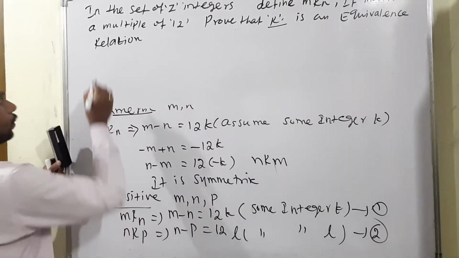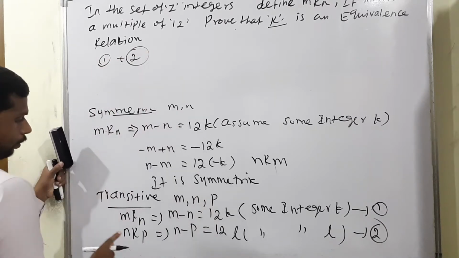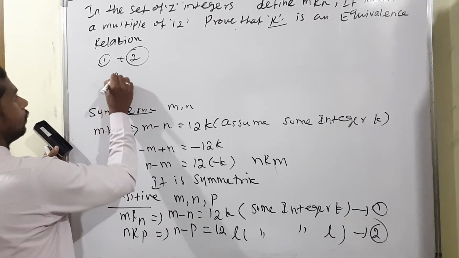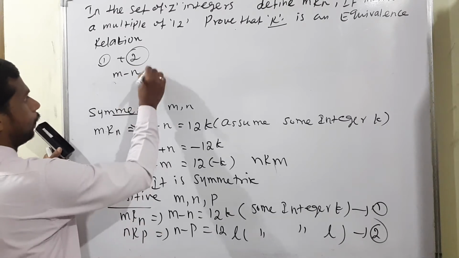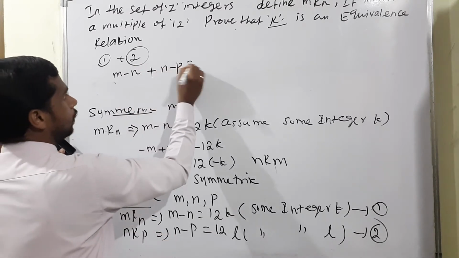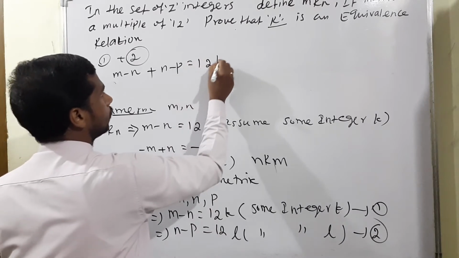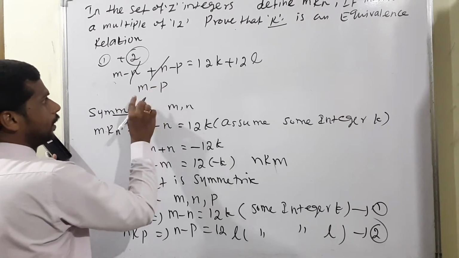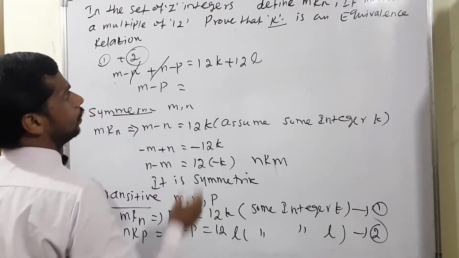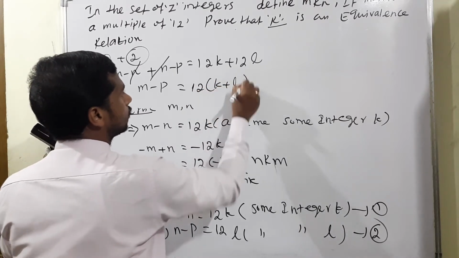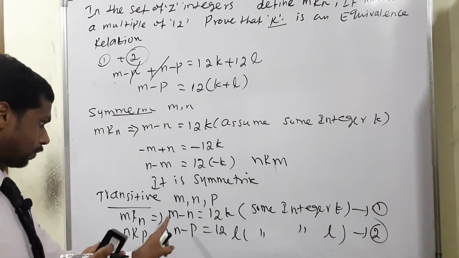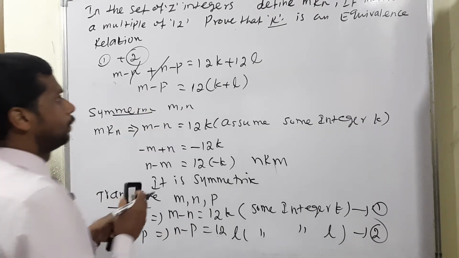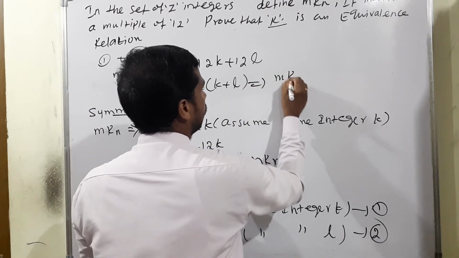Adding equations 1 and 2: m minus n plus n minus p is equal to 12k plus 12l. Minus n plus n cancel, so m minus p is equal to 12 times (k plus l). Now m minus p is there. m minus n means m related to n, and n minus p means n related to p. Therefore, m minus p means m related to p.